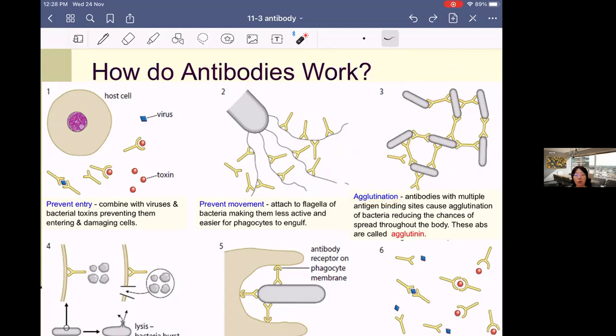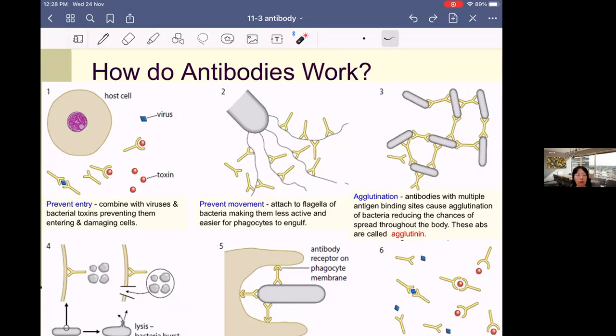Okay, antibodies with multiple antigen binding sites cause agglutination of bacteria, reducing the chance of them to move and hence spread to other parts of the body. So this type of antibody that causes agglutination is called agglutinin.